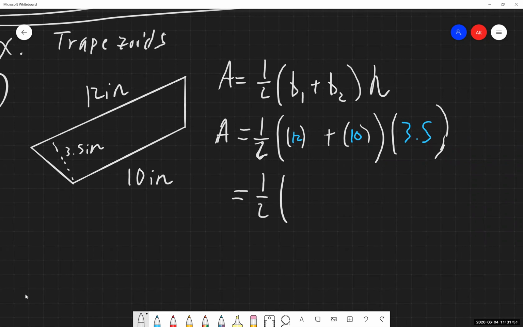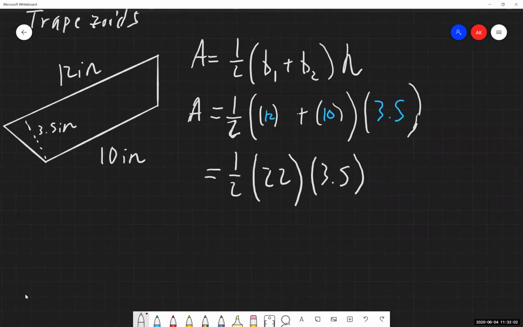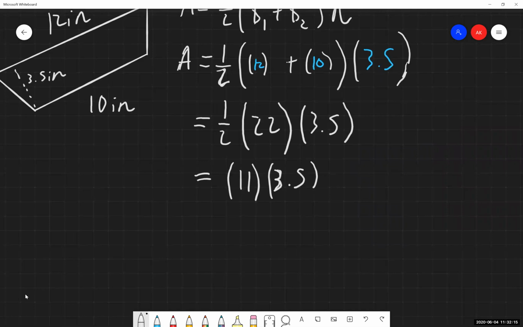So working inside the parentheses, I have 10 plus 12, gives me 22. Done with parentheses, I don't have any exponents, multiplication or division. Multiply left to right, I have 1/2 times 22, that's going to give me 11. 11 times 3.5. I don't know what that is off the top of my head. I want to say it's going to probably be like, I don't know, maybe 34, 36, something like that. 38.5. Apply your calculator if you need to. That's perfectly reasonable.